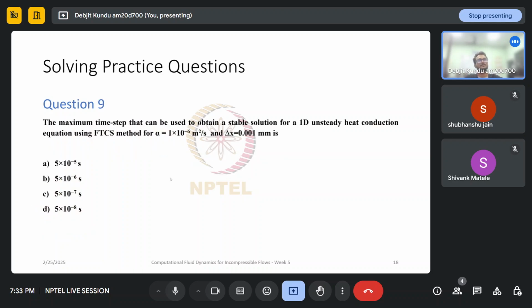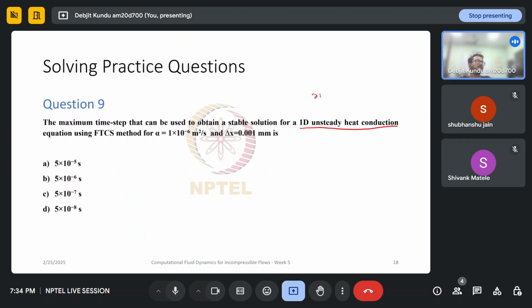If not, let's move along. We move on to question number 9 now. This will require some calculations on your end. The question is, what is the maximum time step that can be used to obtain a stable solution for a 1D unsteady heat conduction equation?